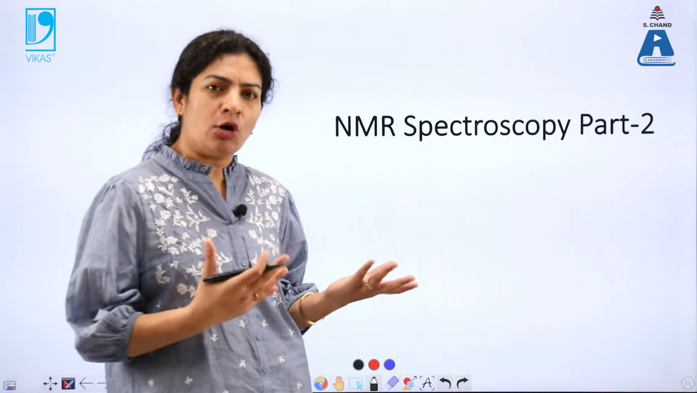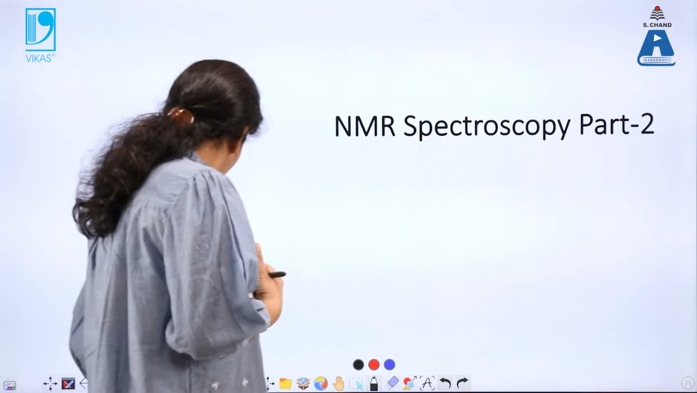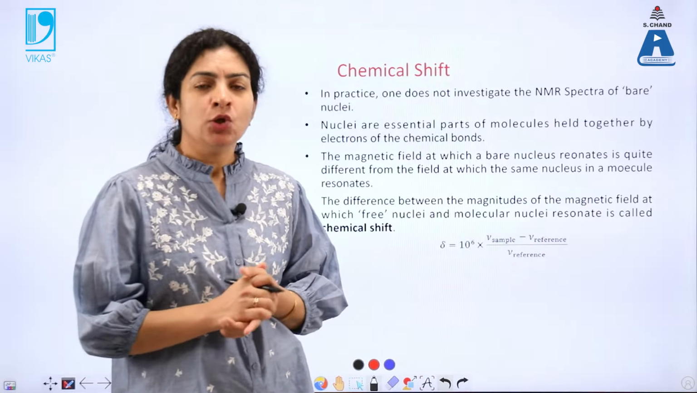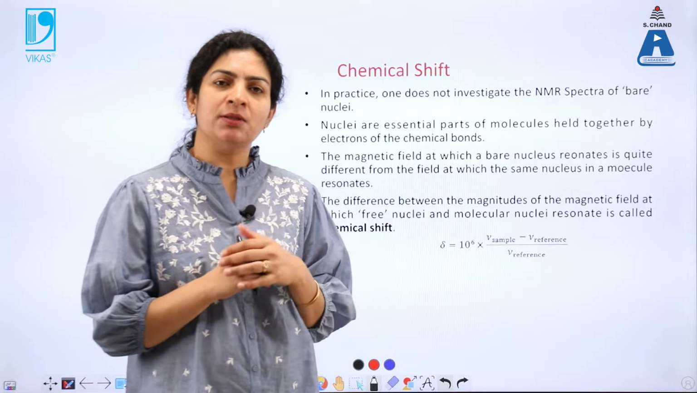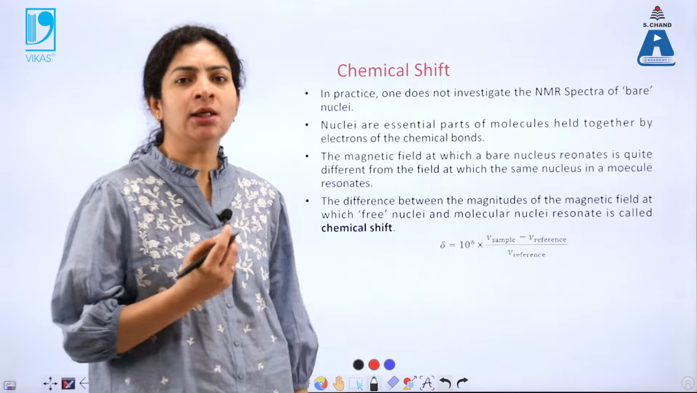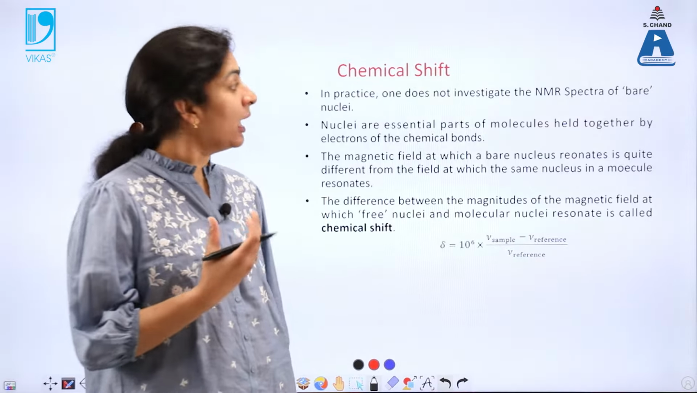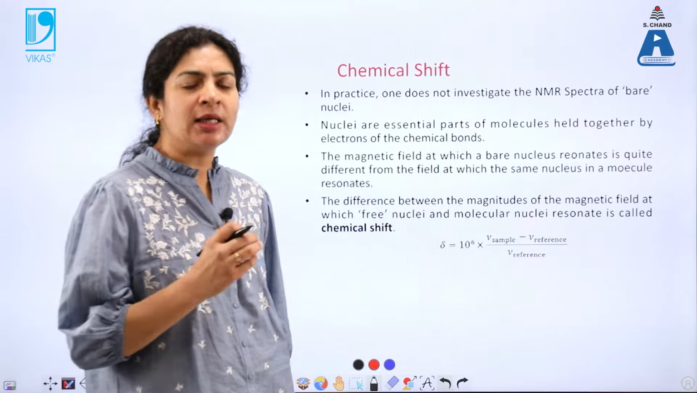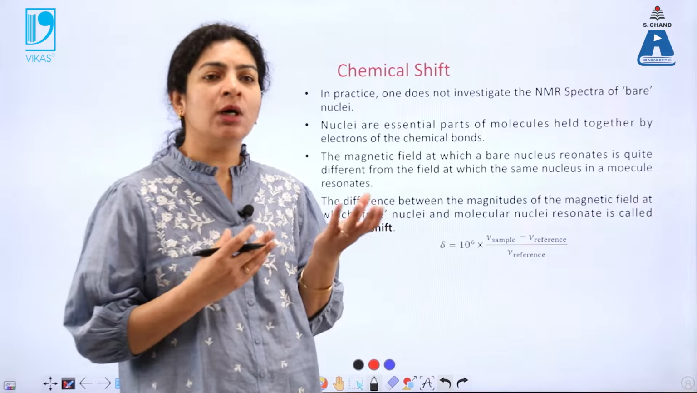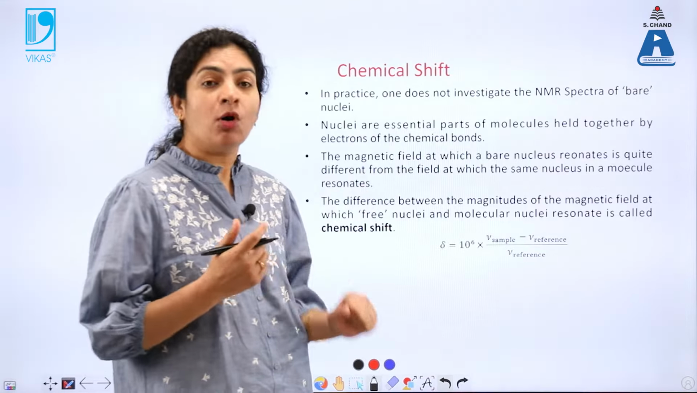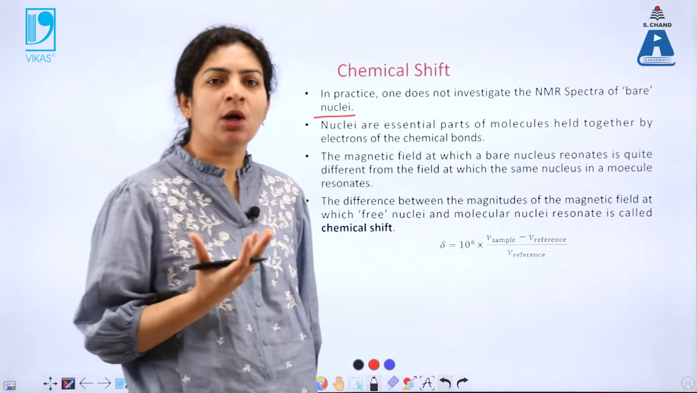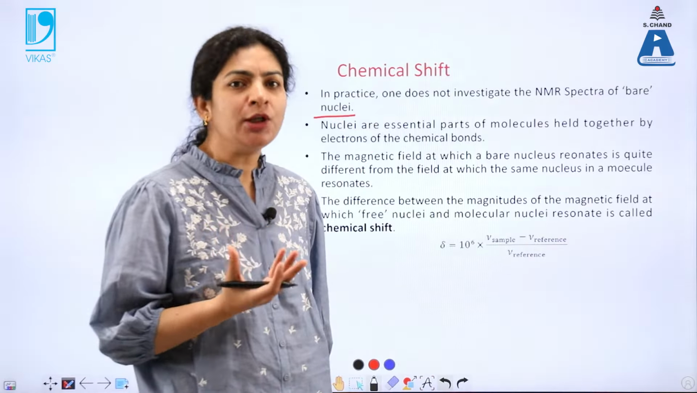So let's start with the topic NMR spectroscopy part 2. Okay, so let's understand the term chemical shift. We all have understood in the previous presentation how, when kept inside the external magnetic field, a bare proton shows its NMR signal. But we are not going to record the spectrum of a bare nucleus. We are of course going to note down the spectra of a molecule.